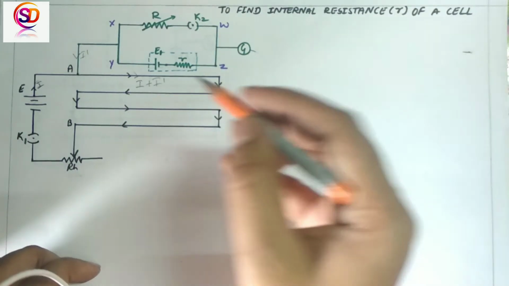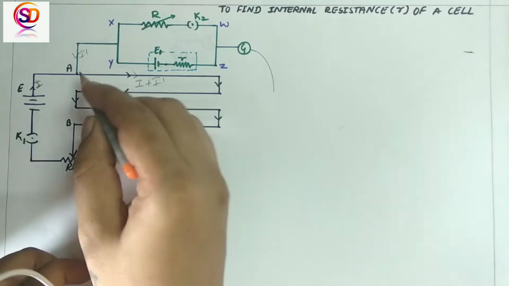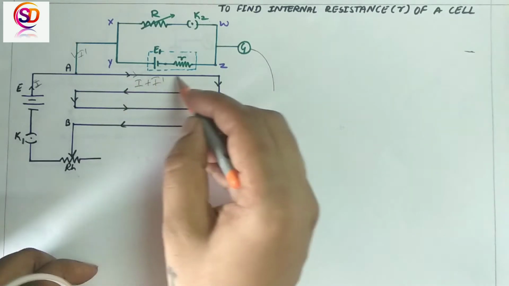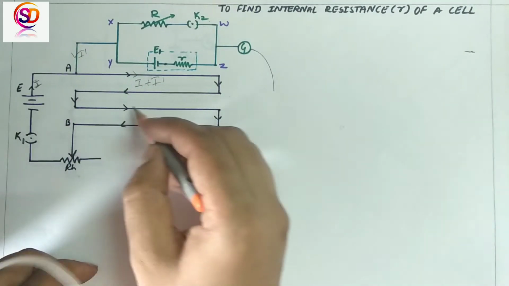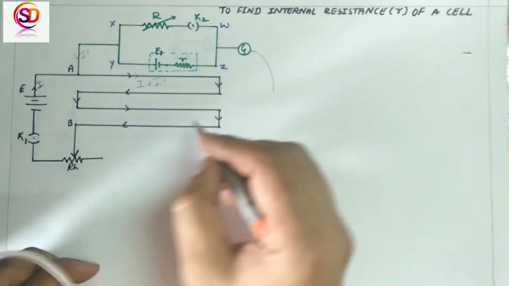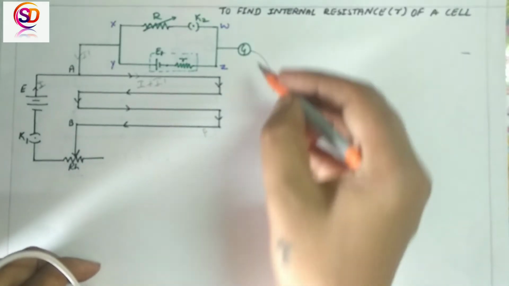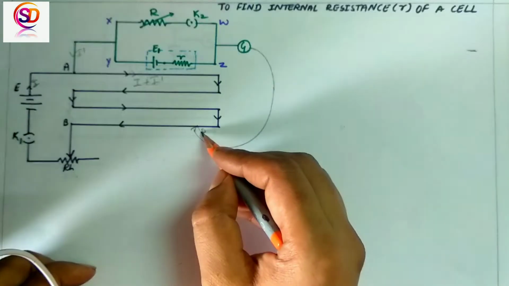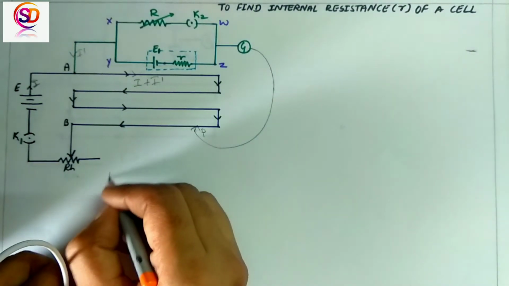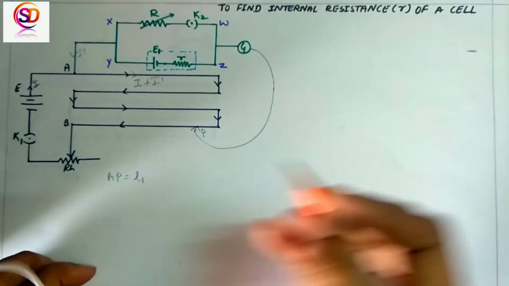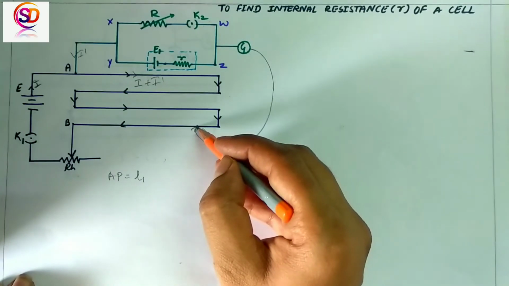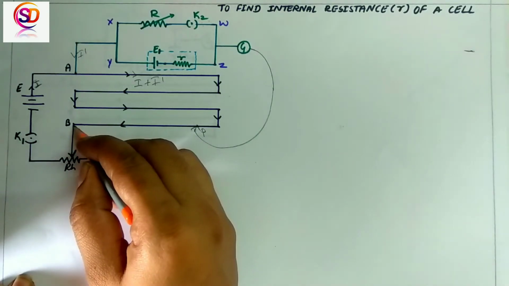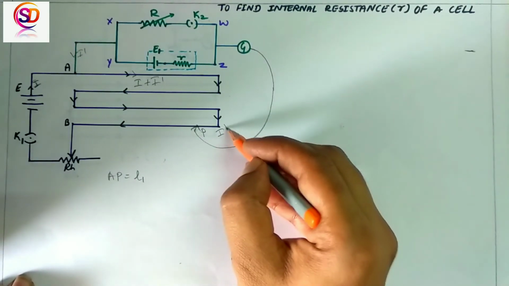What happens to find the balancing length? Take a jockey and start from A, go on tapping throughout this wire, traveling towards B, and you will get somewhere here a point P where the galvanometer shows null deflection. So the balancing length AP is taken as L1. At this point, I continues flowing through this wire, but I dash became 0.